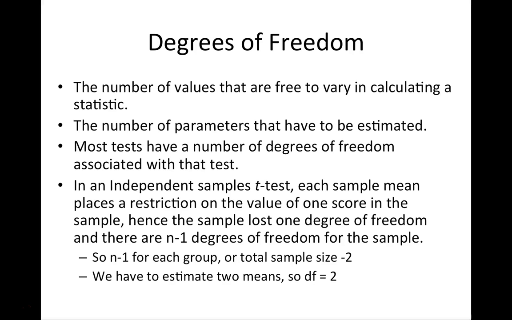So n minus 1 for each group, or the total sample size minus 2. Perhaps the simplest way to think about this is in an independent samples t-test, we're trying to estimate the two population means. Using our sample means, we're trying to estimate what those two population means are. So the degrees of freedom is 2, the number of parameters that we're trying to estimate.